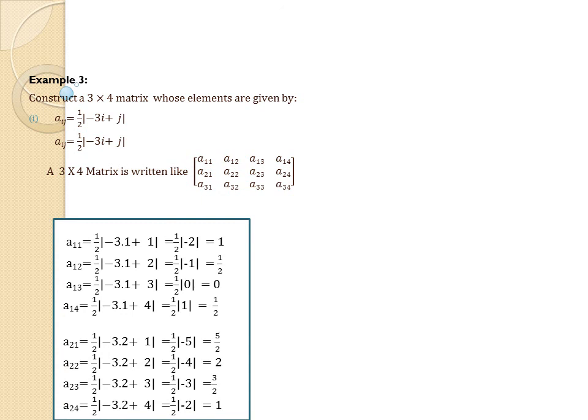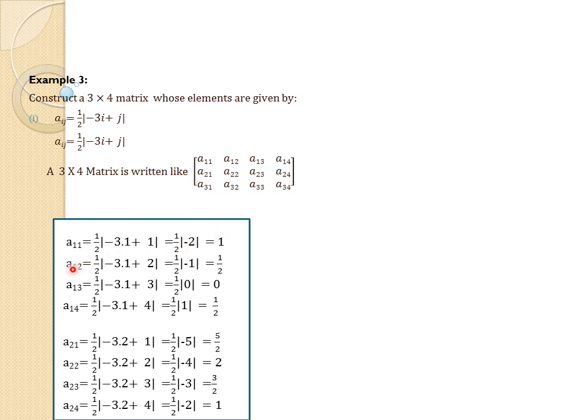So I am just putting i and j values. Like I have to find a11, so my i will be 1 and j will be 1. So a11 equals half of mod of minus 3 into i plus j. i means 1, j means 1, so it becomes half of mod of minus 2. Mod of something means a positive number, so mod of minus 2 means 2. 2 by 2 equals 1.